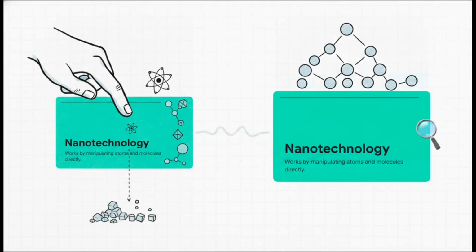So, at its core, nanotechnology is defined by direct intervention. It's a field that works by manipulating atoms and molecules directly. Simple enough definition, right? But the actual real-world engineering challenge is how exactly we manage to pull that off. Well, the source material breaks down two distinct, almost entirely opposite methods used to build the invisible: the bottom-up approach and the top-down approach.